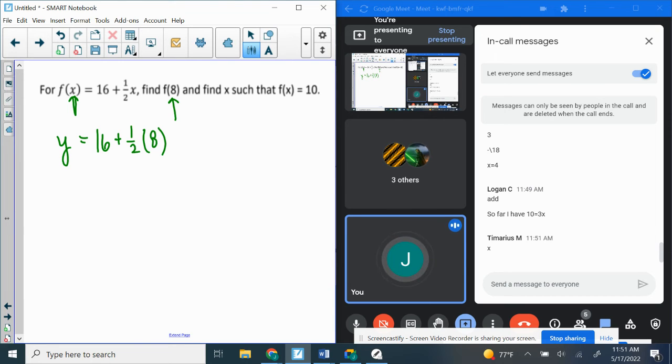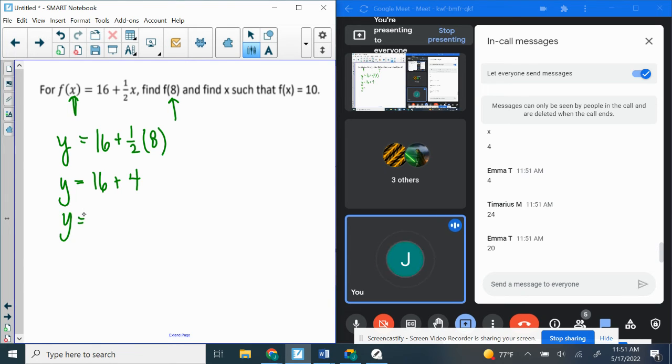What's half of 8? Yep. And then if we add that to 16, easy. Count it one more time. 16 plus 4. Yeah, good. 20. So Y equals 20. So that F of 8 means the coordinate would be when X is 8, Y is 20. That F of 8 is asking what is Y when X is 8 in that previous function.